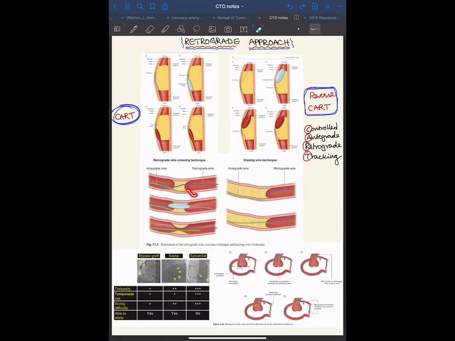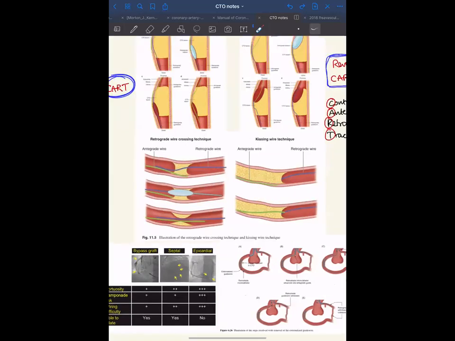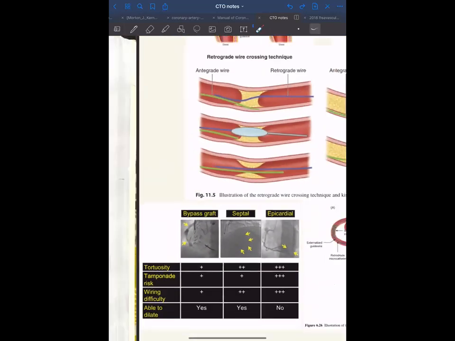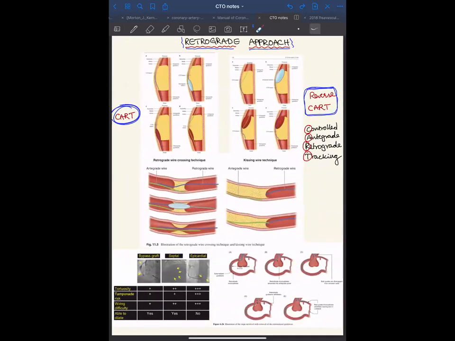So retrograde wire crossing and kissing wire are usually the two techniques which are done, failing which we resort to CART. CART uses a balloon. If you use it in the retrograde fashion, it's called CART, and if you use it in the antegrade fashion, it's called reverse CART. So in all these techniques, you have to snare the wire when you're going. The procedure is usually done after exteriorizing the wire.